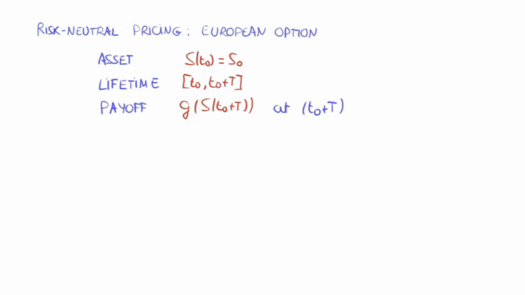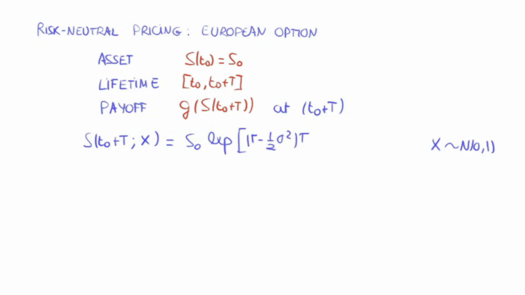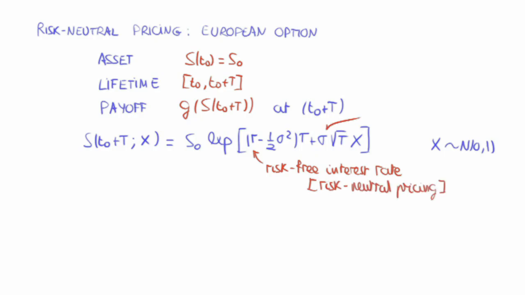To price the option, we will write the price of the asset at time t0 plus T, at maturity, in the Black-Scholes model. So the price of the asset at t0 plus T is a function of a random variable. The random variable X has a normal 0-1 distribution, and the price is equal to S0, the initial price, times the exponential of (r minus 1/2 sigma squared) times T plus sigma square root of T times X. Notice that r is going to be the risk-free interest rate. This is the key to risk-neutral pricing. There's another parameter that characterizes the asset, which is the volatility, sigma.